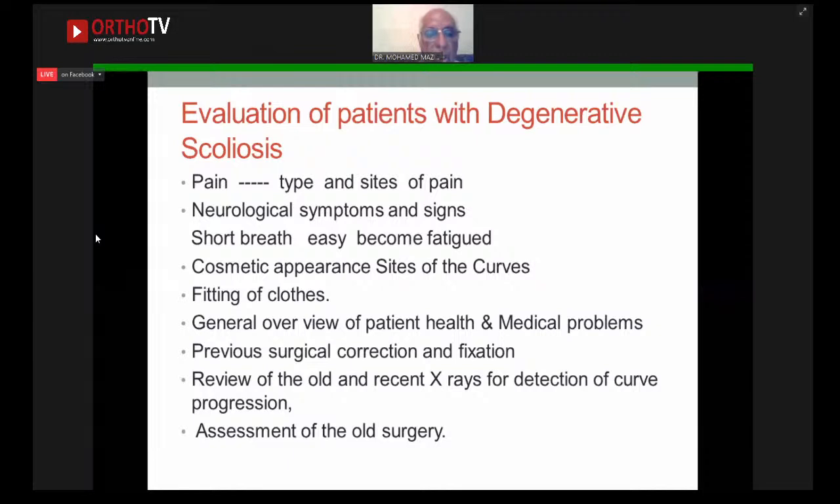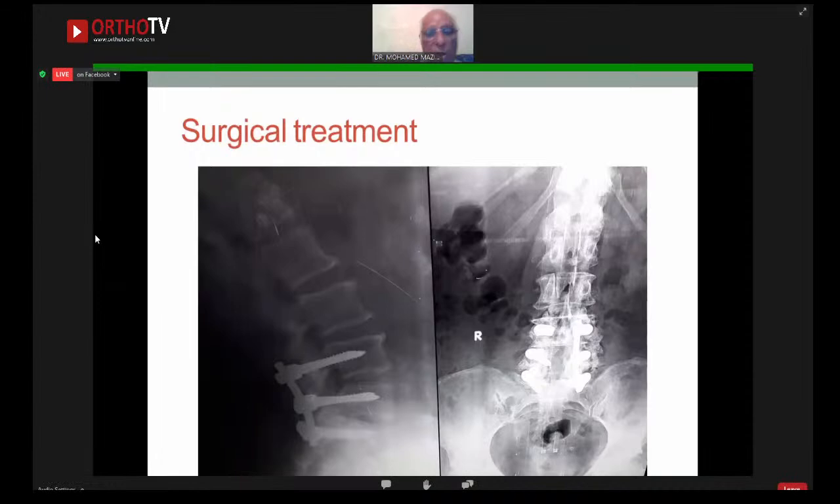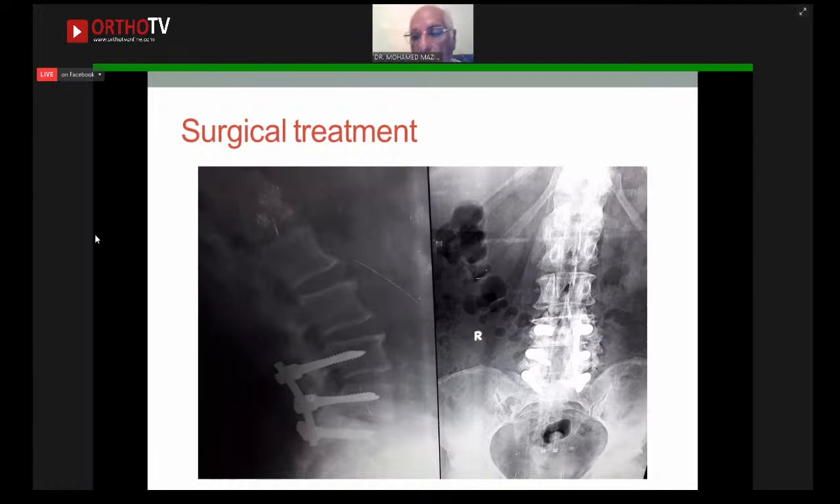A review of the old and recent X-rays for detection of curve progression and the assessment of all the previous surgery is very important. If this patient had surgical intervention before and is developing pain, you have to examine the cause of pain, whether the fusion is solid or not, and the adjacent segment. This is the type of thinking.